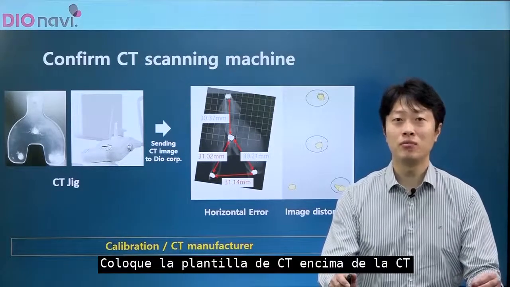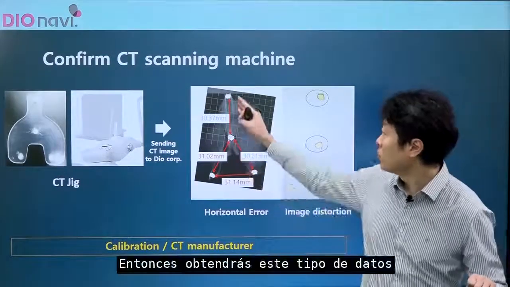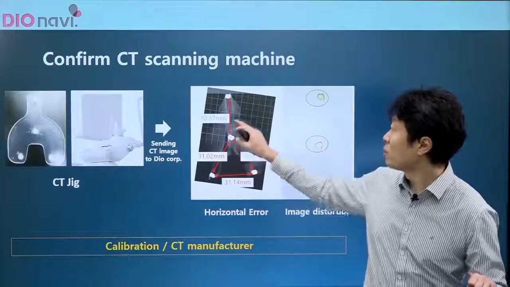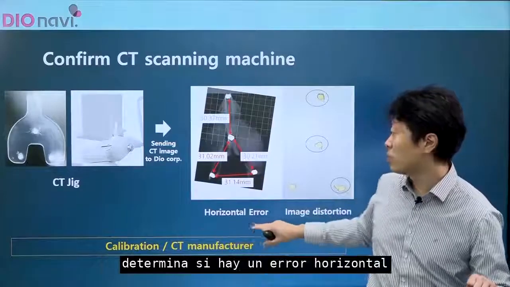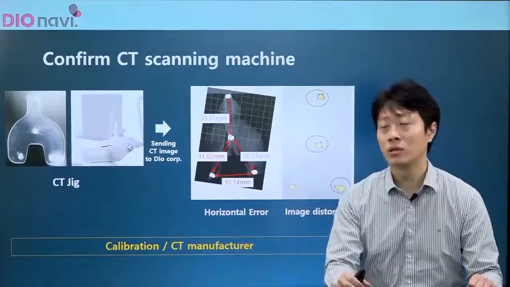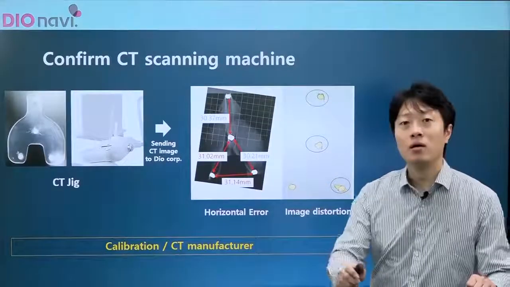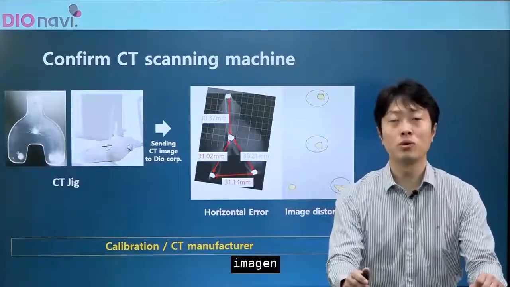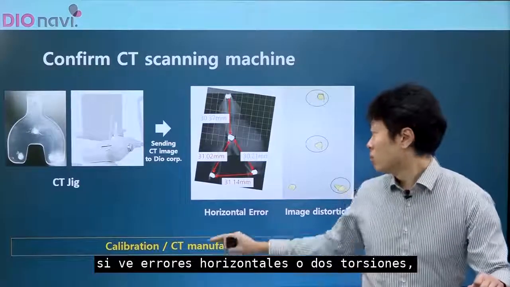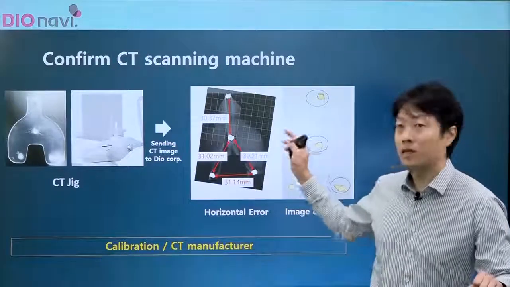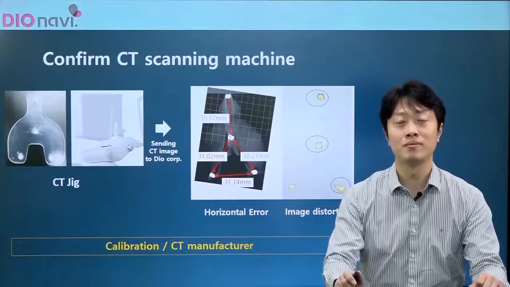Place the CT jig on top of the CT and scan it. Then you will get this type of data. The accuracy of distance between points determines whether there is a horizontal error. Moreover, if the image is blurry, it determines whether there is any distortion in the image. If you see any horizontal errors or distortions, I recommend that you contact the manufacturer to calibrate it.